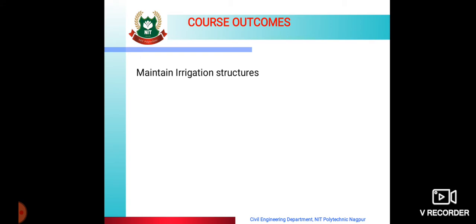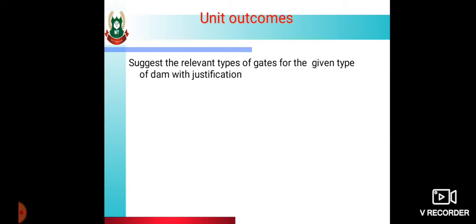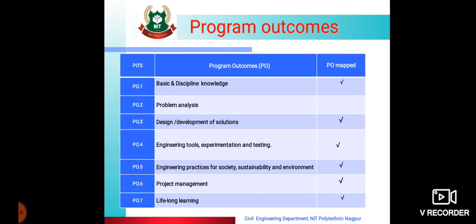Then course outcome is to maintain irrigation structures. So in course outcome we will see how to maintain the irrigation structures. Then unit outcome: suggest the relevant types of gates for the given type of dam with justification. Then program outcomes mapped here are basic and discipline knowledge, design and development of solution, engineering tools, experimentation and test, engineering practices for society, sustainability and environment, project management, and lifelong learning.